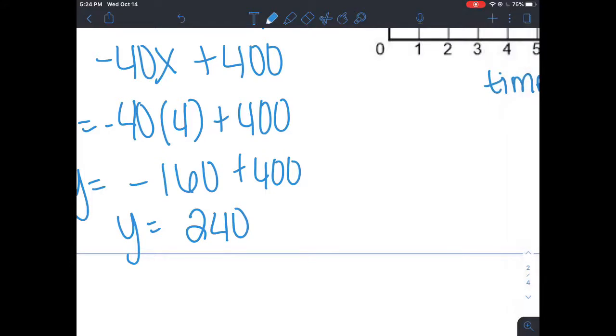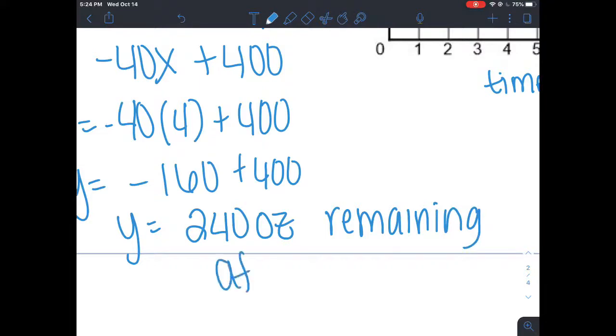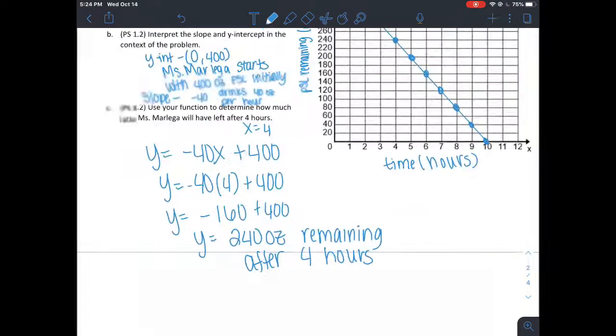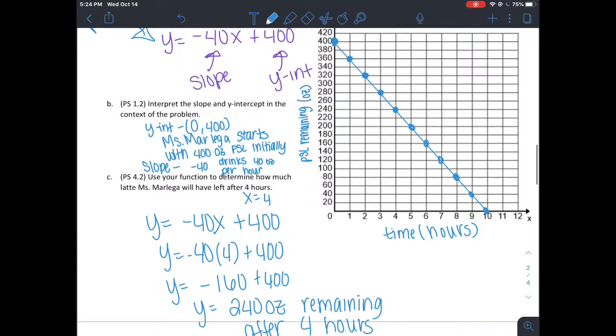I want you to explain in the context of the problem. So 240 ounces remaining after 4 hours. Okay. It also should match my answer on the graph, 4 hours, 240. Perfect. So I know my math is correct.